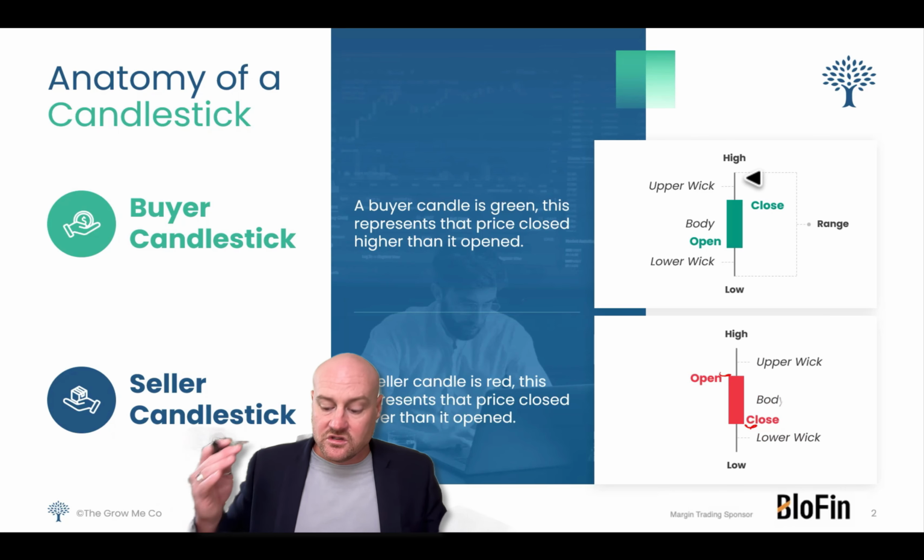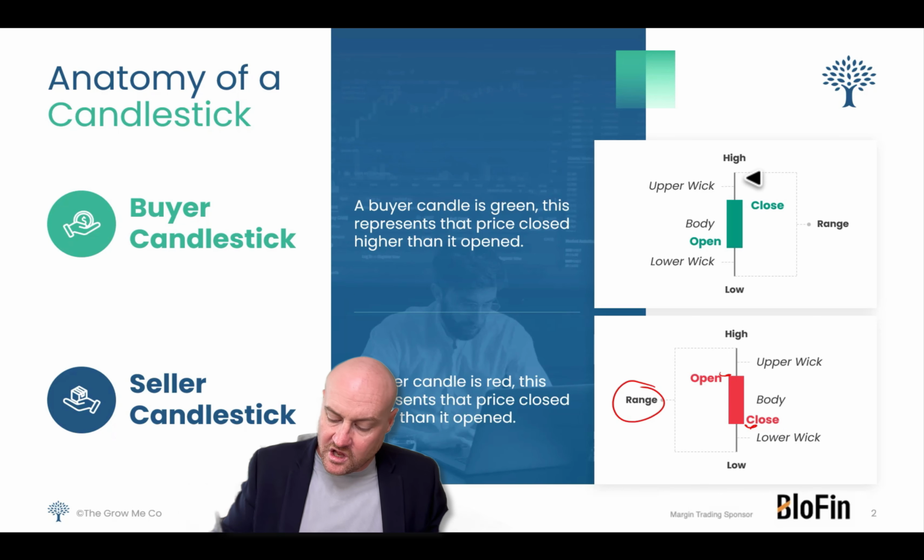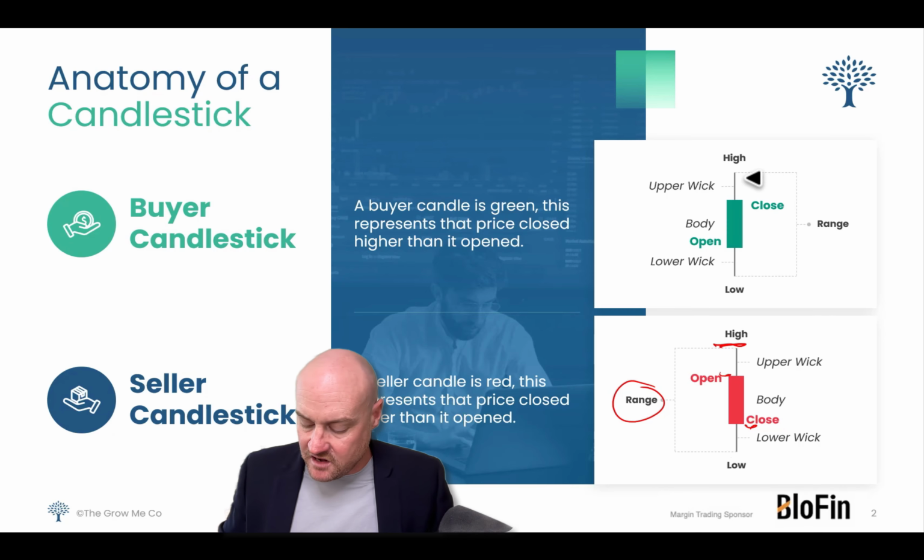You still have an upper wick, you still have a lower wick, and you still have what we call the range. And as you can see, price moved higher. It was green at one stage, and it moved lower than where it ended up closing, but ultimately it closed lower than where it opened.